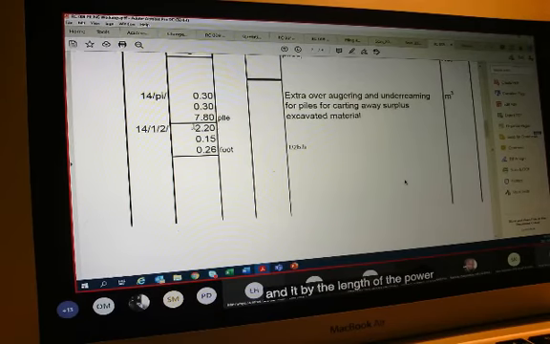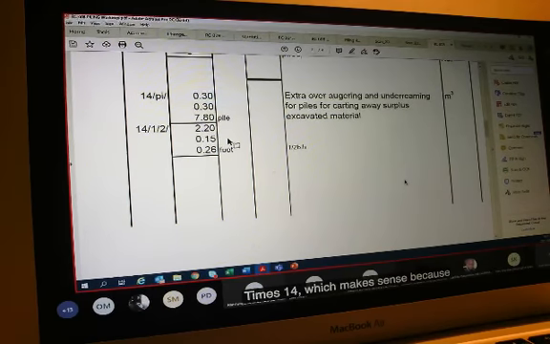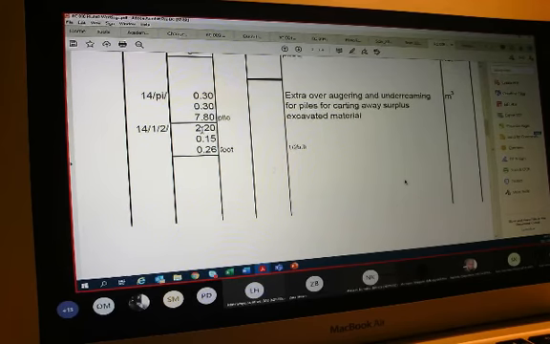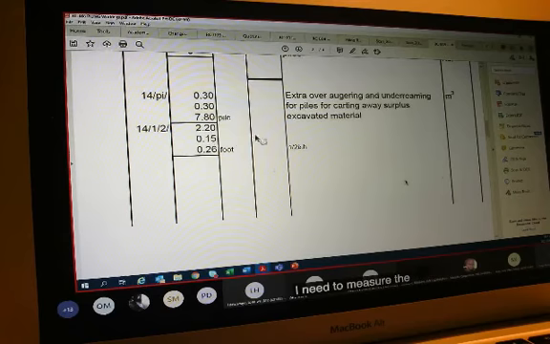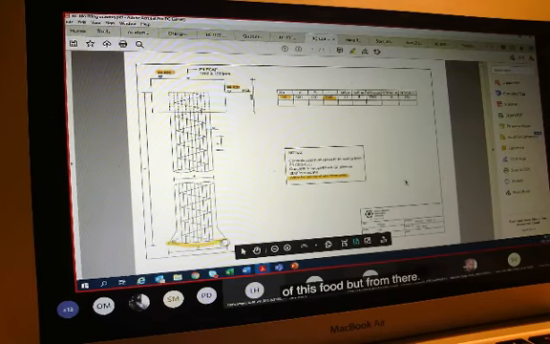Now, if we look at the dimensions, I'm going to throw the cat among the pigeons here. First and foremost we measured the cylinder. We've used the radius of 300 by 300 by the length of the pile, 7.800, times pi times 14, which makes sense because that is the volume of a cylinder. Then we look at the next one, which has a dimension of 2.2. Now, where on earth do we get 2.2 from? What is 2.2?